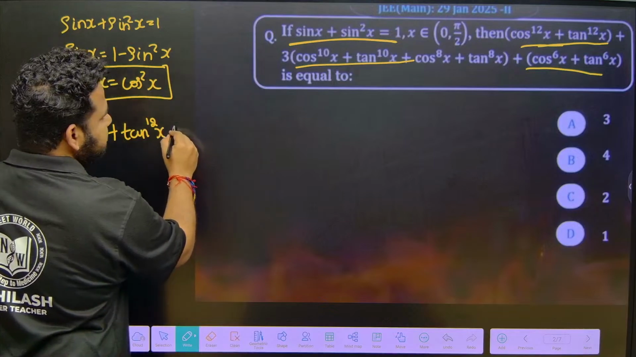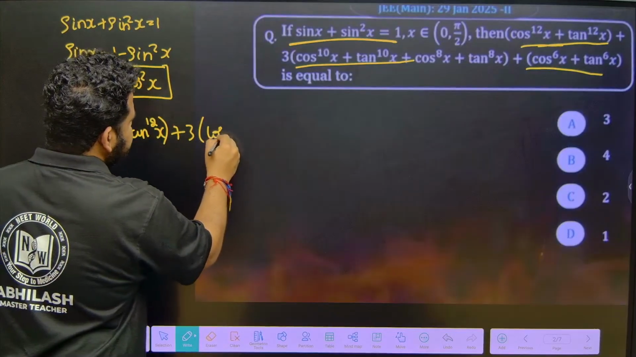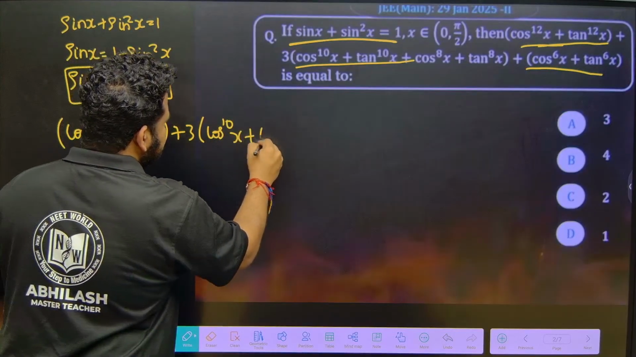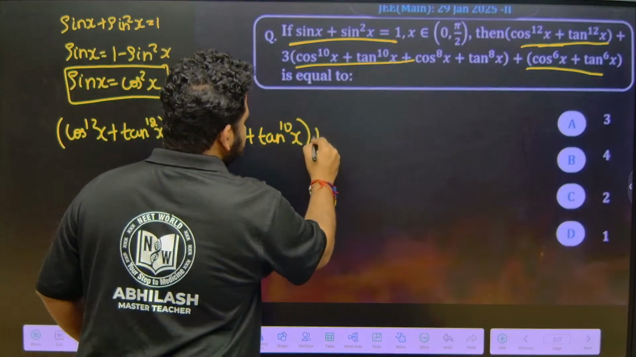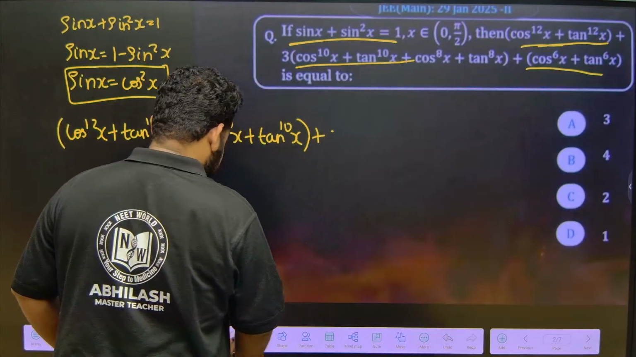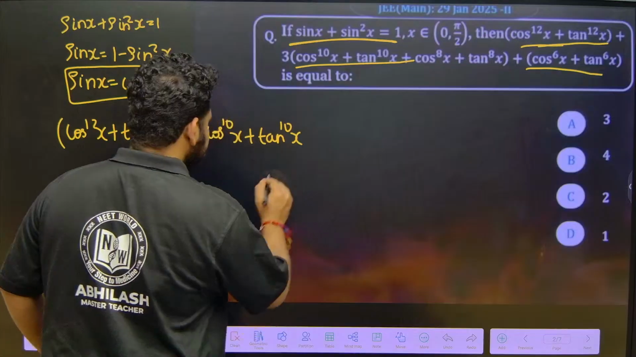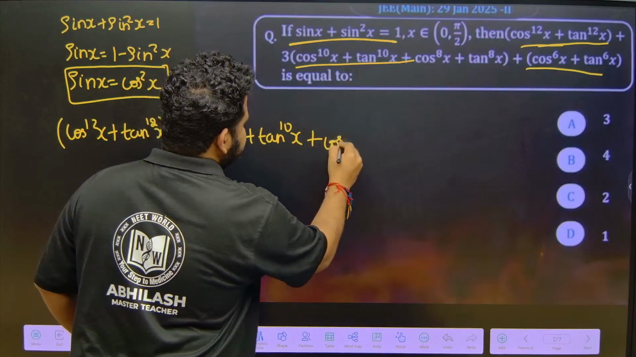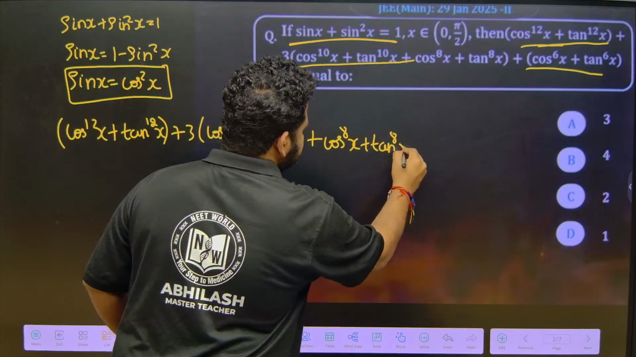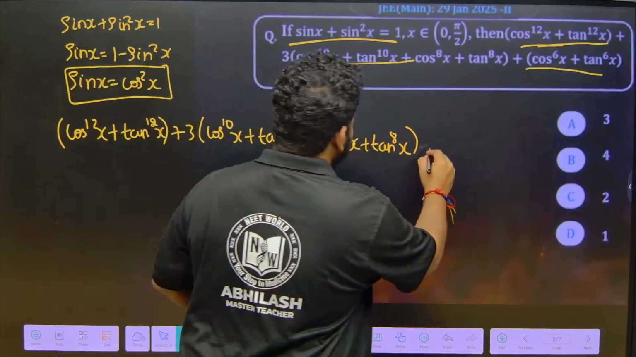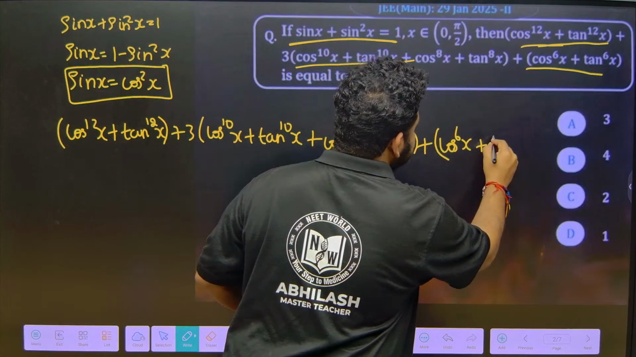Plus 3 times cos power 10x plus tan power 10x, plus, within the bracket itself here, this is plus cos power 8x plus tan power 8x, plus what they have given, cos power 6x plus tan power 6x.